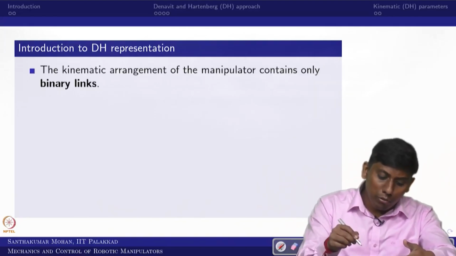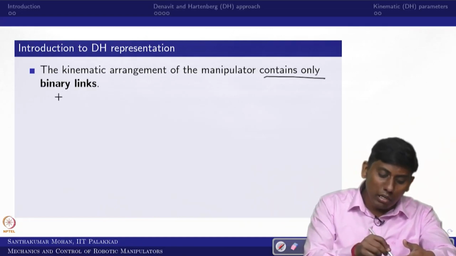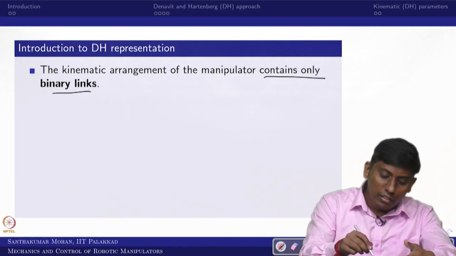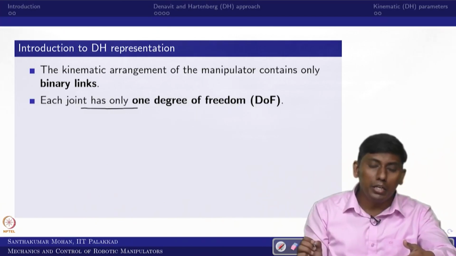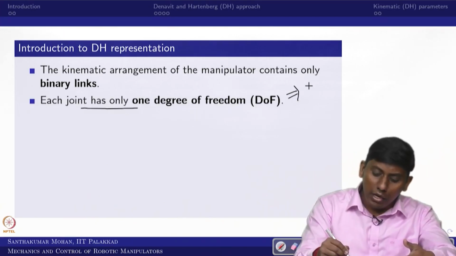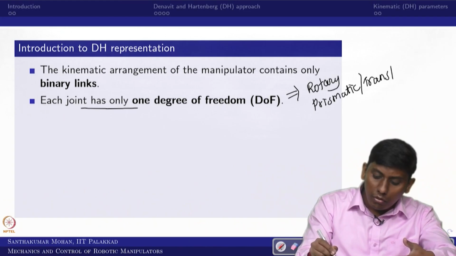So if I put that way, the kinematic arrangement, what they said, it contains only binary links. Okay. The second point, they said each constraint or joint has only 1 degree of freedom. In that sense, the joint can be either rotary or prismatic, or you can call it a translation joint. Okay. So this is the way.